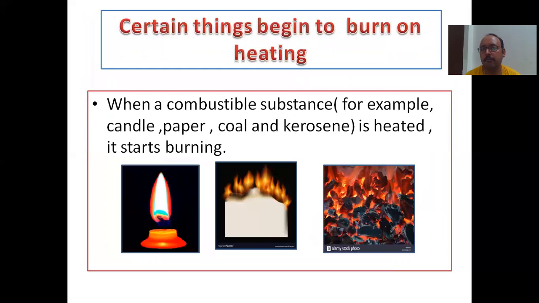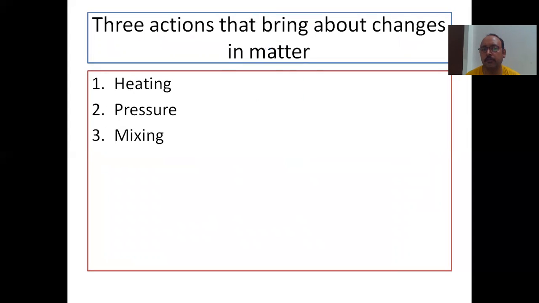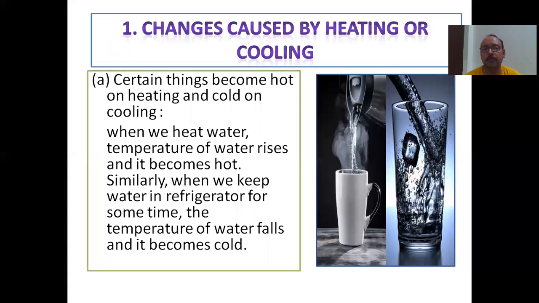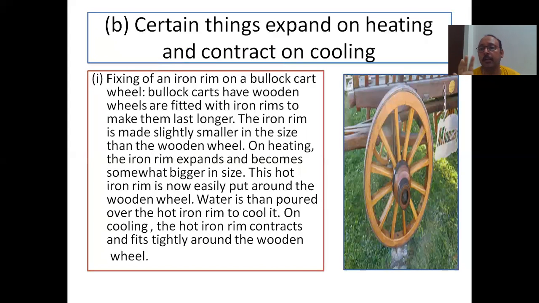Let's revise once, take a look at how to make changes. These are the three actions due to which the changes take place: heating, pressure, and mixing. A one mark question can be there. The first one is changes caused by heating or cooling. So what are the changes? There are four changes which take place by heating or cooling. Certain things become hot when we heat and become cool when we cool them. Certain things expand when we heat them and contract on cooling.